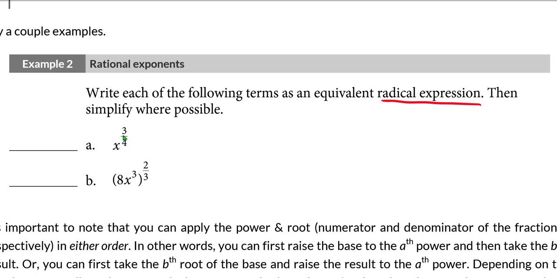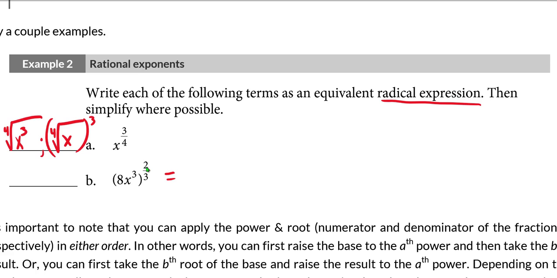So x to the 3/4, again, we can write this in one of two ways. I'm just going to go ahead and write it on this line. We could do x cubed and then take the 4th root. Okay, so again, numerator is the power, denominator, the 4, is the root, or we could take the 4th root of x and then cube the whole thing. Either of those are acceptable answers. With 8x cubed to the 2/3, we've got a little bit more work to do.